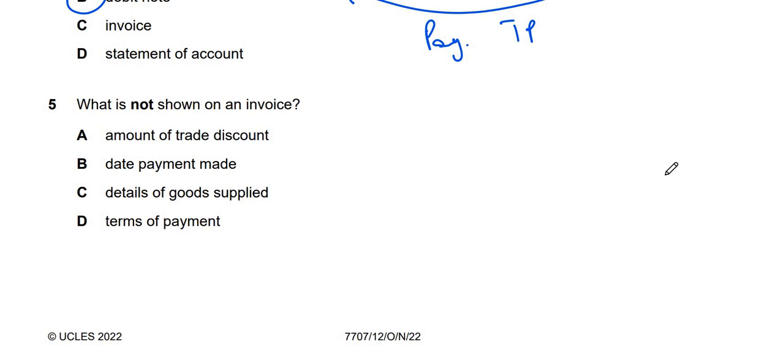Question 5. What is not shown on an invoice? So look, it says amount of trade discount, date payment made, details of goods supplied, terms of payment. So look, invoice is a document which shows details of goods supplied. Alright, another word for invoice is bill. So amount of trade discount and terms of payment are shown. Alright, the date payment made is not shown in the invoice. Alright, part B.